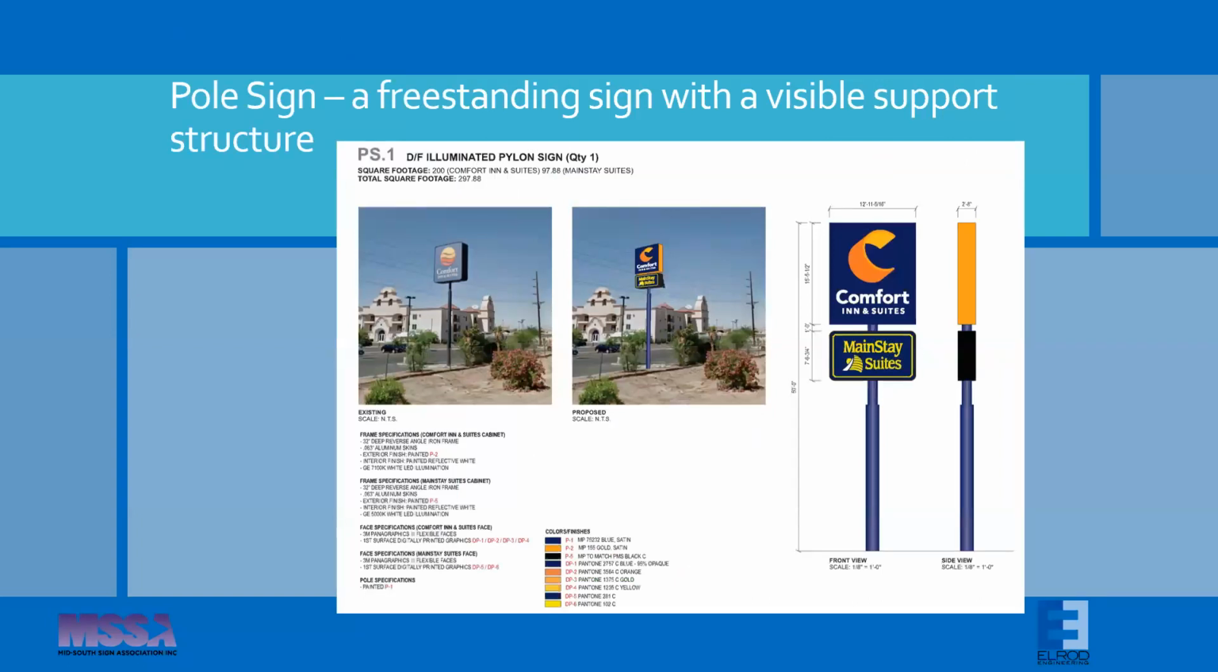Moving to freestanding signs. In this case, this is a pole sign because it's freestanding with an invisible support structure. This actually shows something that we'll touch a little bit more later, where we're adding a new cabinet to an existing structure, but there's some common themes to new and existing pole signs that should be considered.